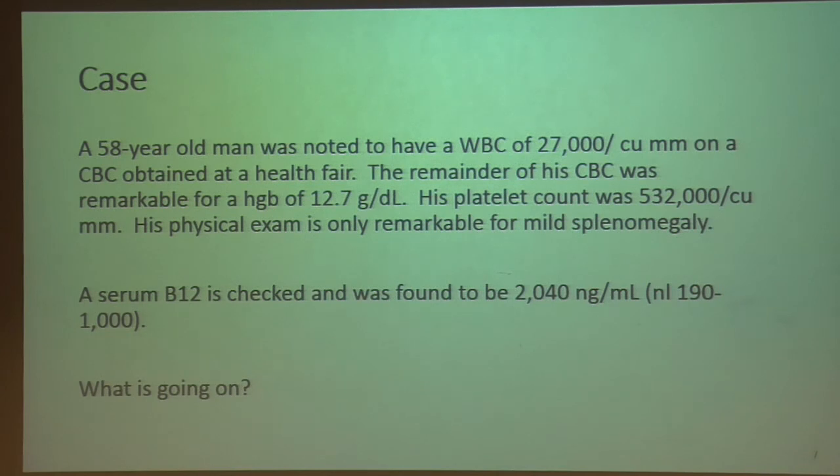Okay, case. A 58-year-old man was noted to have a white count of 27,000 on a CBC obtained at a health fair. Why they're doing them, I don't know. The remainder of his CBC was remarkable for a hemoglobin of 12.7, a platelet count of 532,000. His physical exam is remarkable for mild splenomegaly, and a serum B12 is checked and is found to be 2,000, right? So it's really high. Who in the room has seen somebody with an elevated B12 level? You ever seen them? So the question is why, right? And does this matter? Is it something we should be actually concerned about?